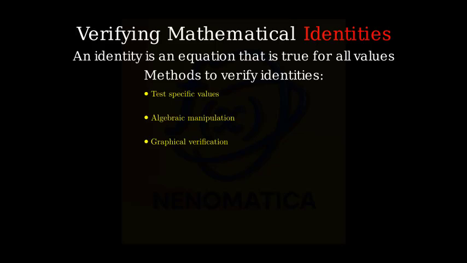Let's look at our first example. We have the equation x times open parenthesis x minus 1 close parenthesis equals x squared minus x. Let's verify if this is an identity by testing specific values. Let's first understand what this equation is saying. On the left side, we have x multiplied by the expression x minus 1. On the right side, we have x squared minus x. To verify if this is an identity, we'll check if the equation holds true for several values of x.